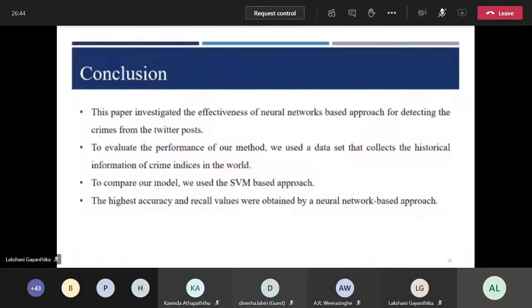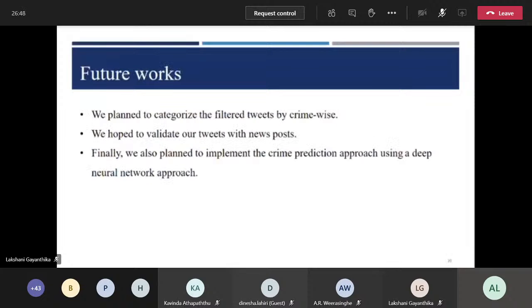1.8% and 10.4%. In future works, we plan to categorize the filtered tweets crime-wise. Then, we hope to validate our tweets with news posts. Finally, we also plan to implement a crime prediction approach using a deep neural network approach.